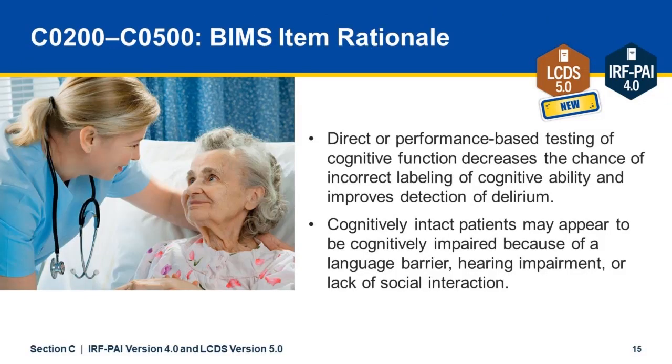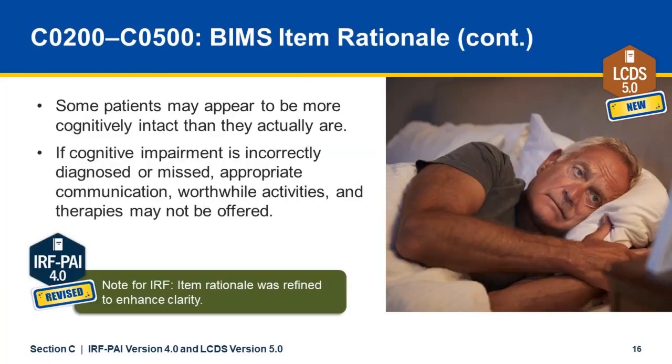So why are we doing the BIMS interview? It's been found that direct or performance-based testing of cognitive function decreases the chance of incorrect labeling of cognitive ability and improves the detection of delirium. Cognitively intact patients may appear to be cognitively impaired because of language barriers, hearing impairments, or a lack of social interaction. In addition, some patients may appear to be more cognitively intact than they actually are. If cognitive impairment is incorrectly diagnosed or missed, appropriate communication, worthwhile activities, and therapies may not be offered.